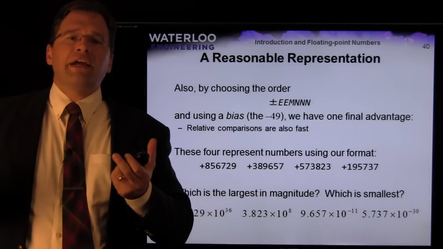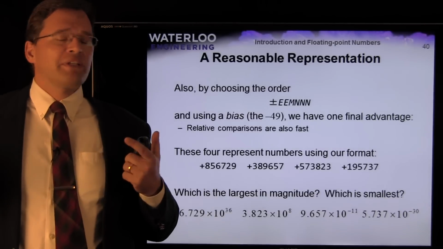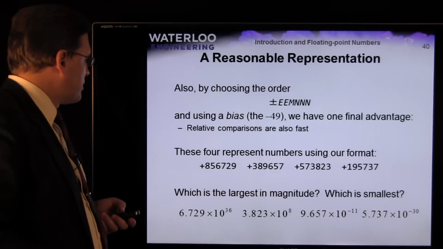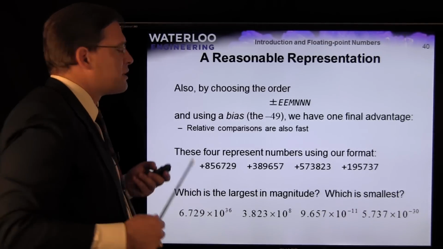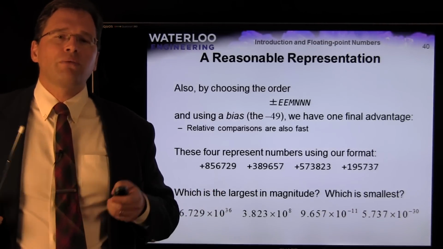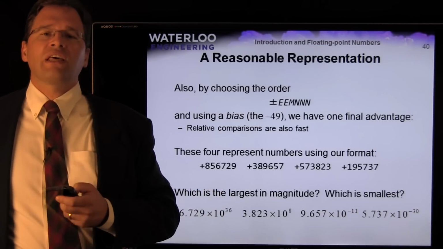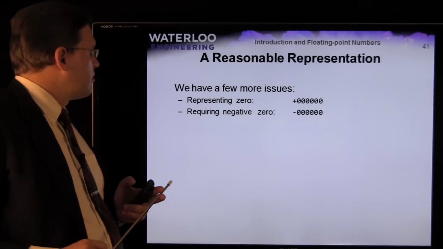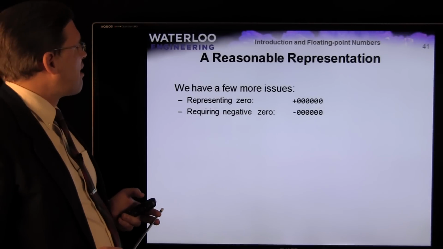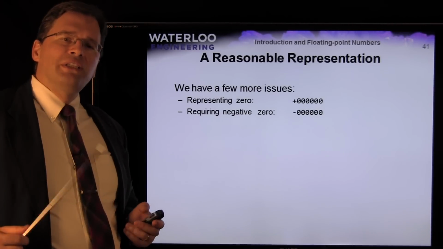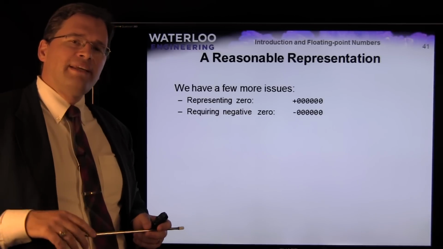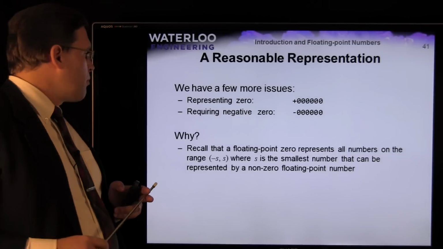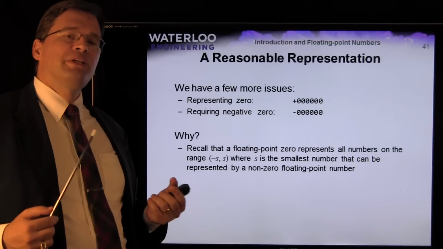So we can even compare relative magnitude without caring what the actual value it represents. We just compare the digits in order, and whichever is larger as an integer, that also represents the largest value. Now we have a few more issues. Notice that we could potentially have two zeros, a positive 0 and a negative 0. Do we want them to be equal, or do we want them to be different? Well, actually, we do want two different values of 0.